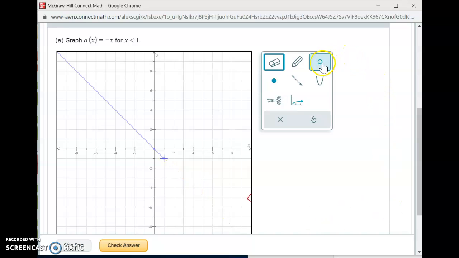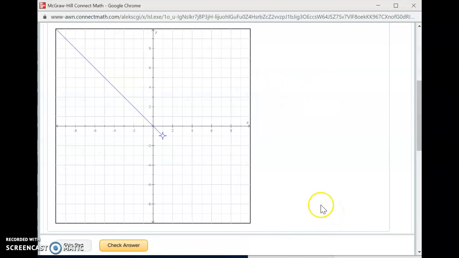And then the last step for this one is that because there's no equal sign, I also have to plot an open circle on that end. Okay. And check answer, it should be correct.